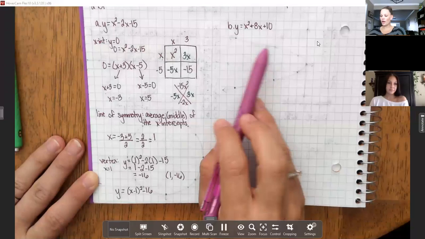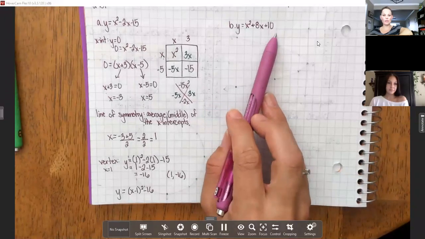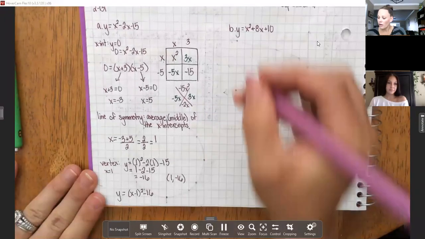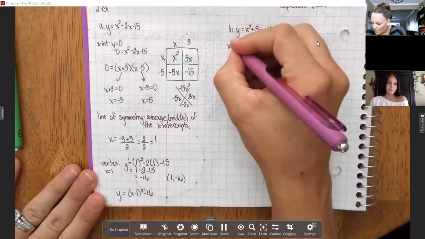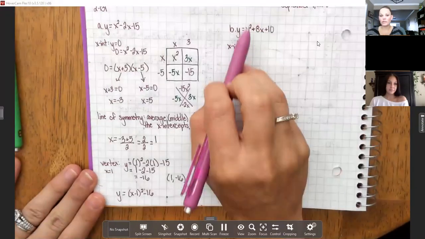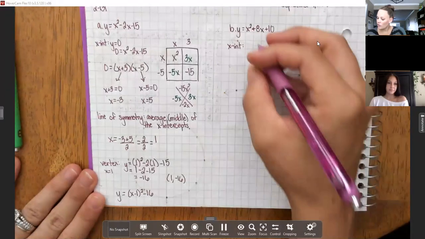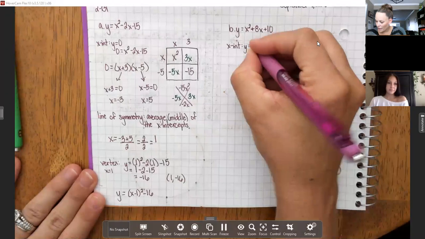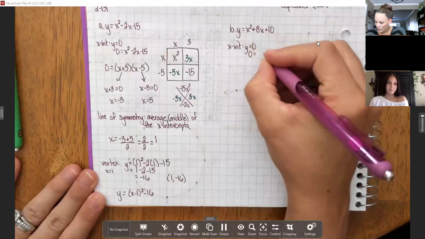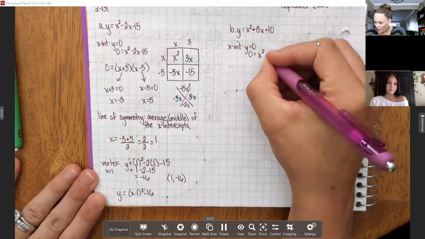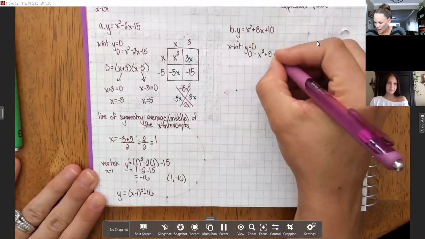So for part B, we're going to do the same kind of idea, but it's not going to come out as pretty. Our numbers aren't going to be as nice. So the equation is y equals x squared plus 8x plus 10. So again, if we find our x-intercepts, we have 0 equals x squared plus 8x plus 10.